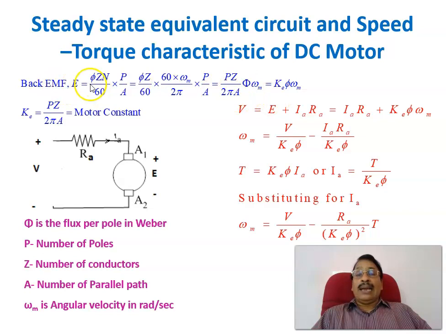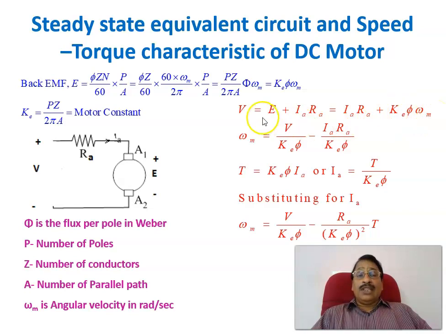Therefore, the back EMF is equal to a constant, represented as Ke into phi into omega M, where Ke is the motor constant, equal to Pz divided by 2 pi A. Now coming to the voltage equation: the DC input voltage is equal to the back EMF, which opposes the supply voltage, plus IaRa, the drop across the armature resistance. That is, V = IaRa + back EMF, and the back EMF is given by Ke into phi into omega M.